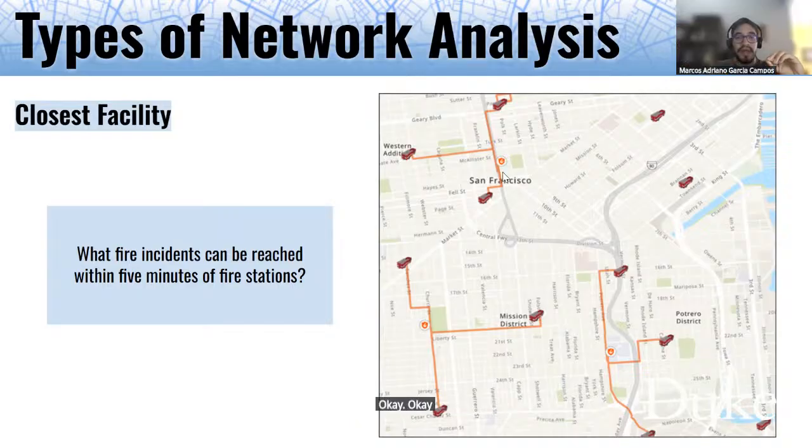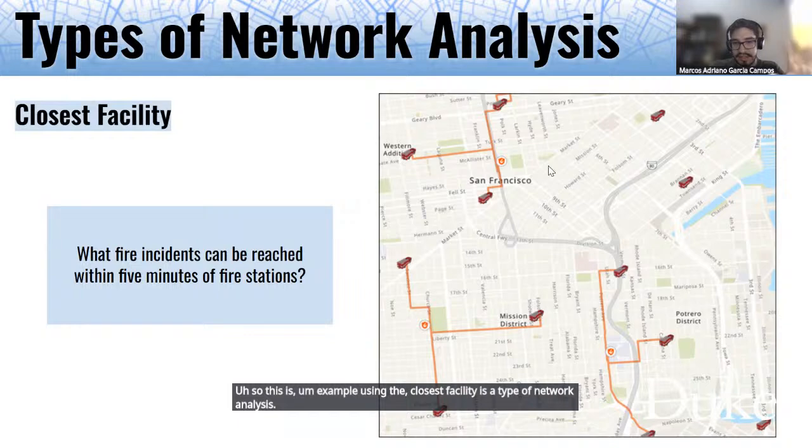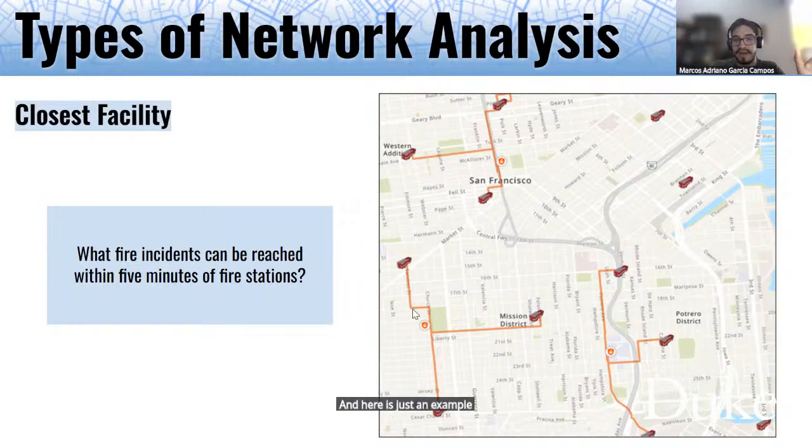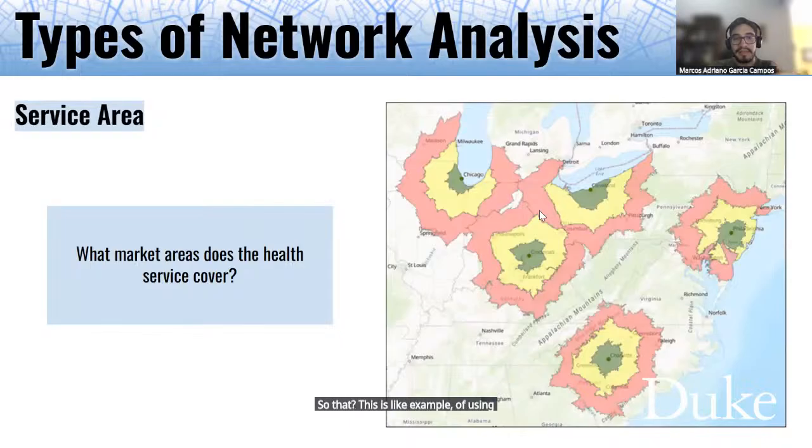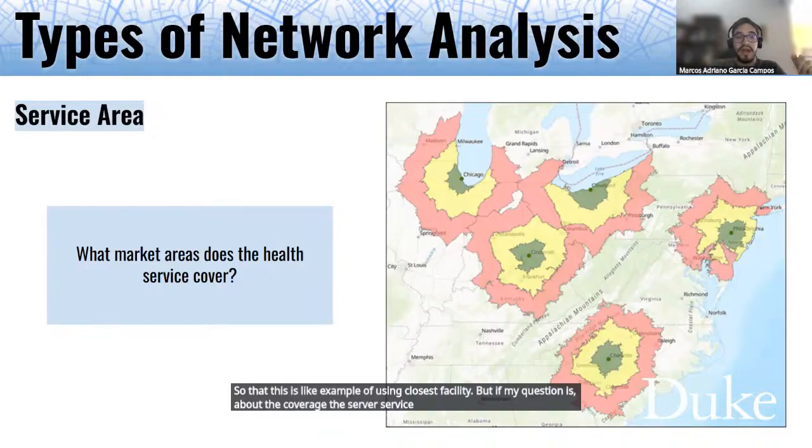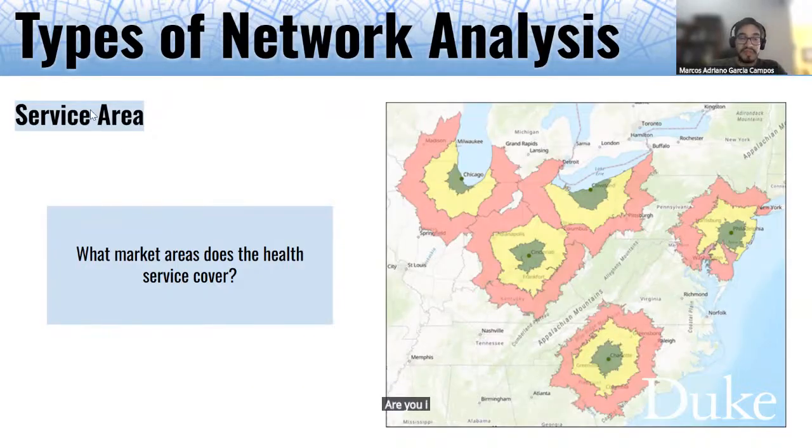Okay, thank you. So this is an example using the closest facility, a type of network analysis. Here is just an example showing where the fire is and which fire station is closest to the incident, and which fire station can reach it first. So this is an example of using closest facility. But if my question is about the coverage, the service coverage, I would use the service area, which is another kind of network analysis.